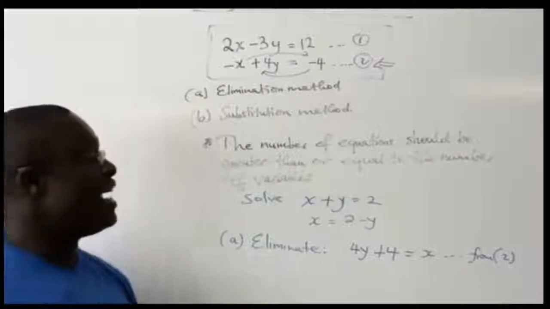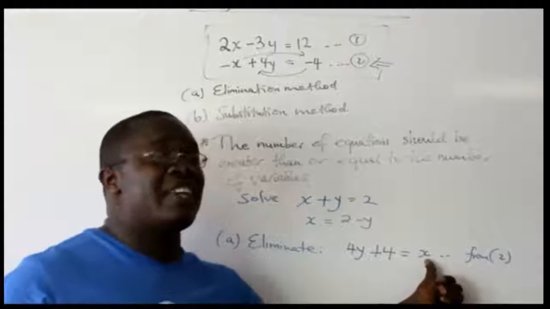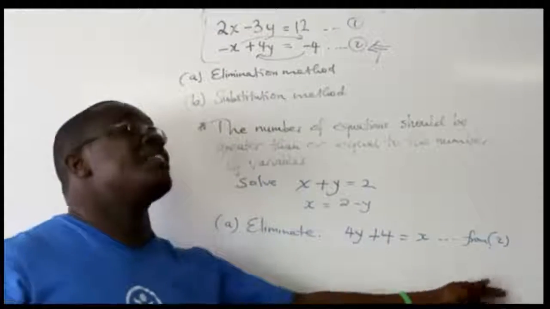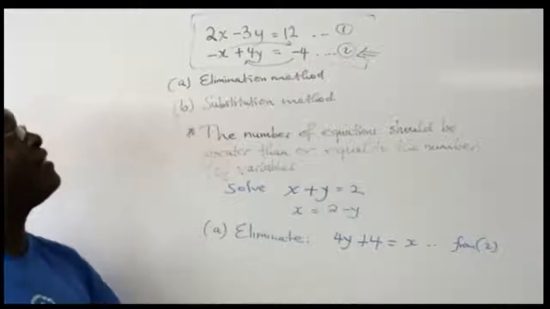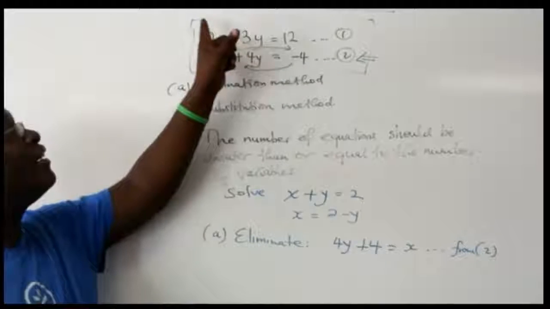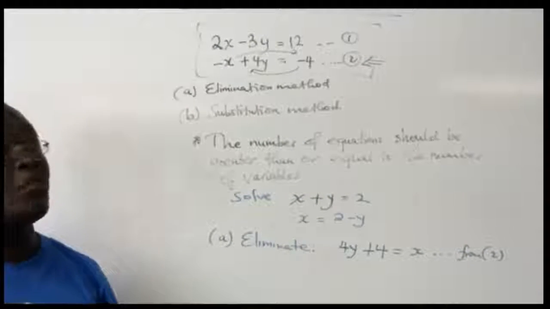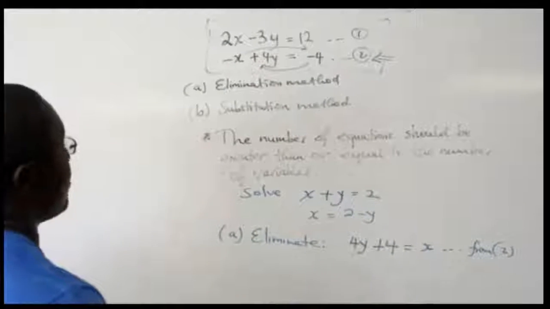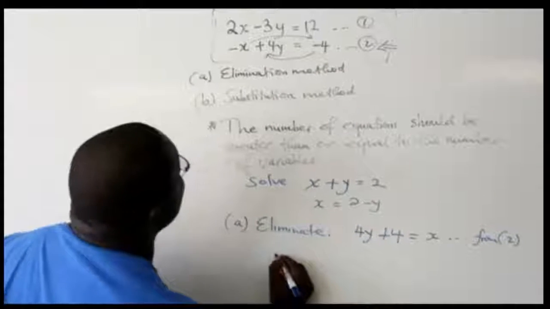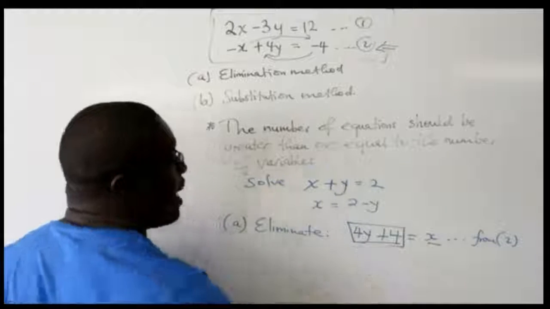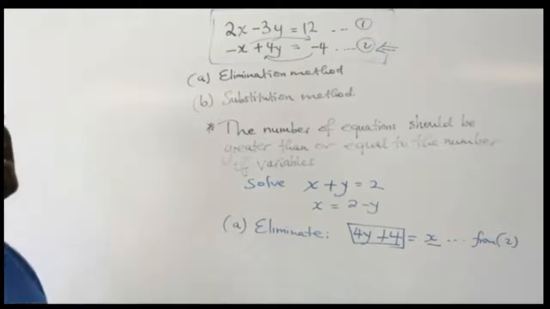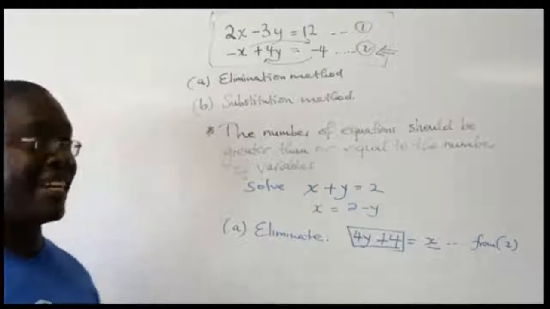Right, so what I've simply done is I have evaluated the value of x. Because I know the value of x with respect to y in equation 2, I'm going to take that and substitute in equation 1. So this is what I'm going to do now. Wherever there's an x, I'm replacing it with 4y plus 4, which is actually eliminating x.